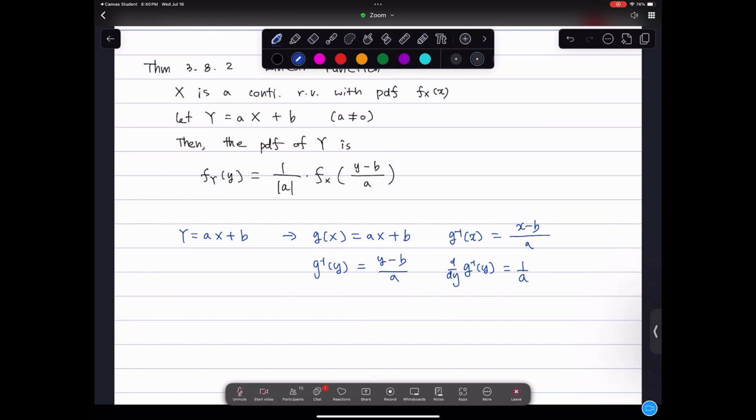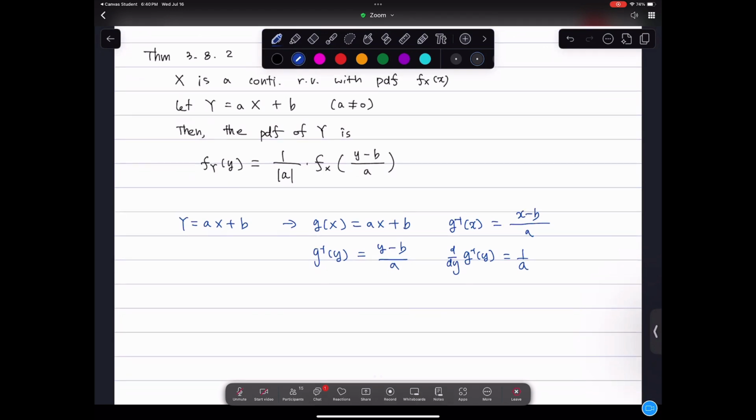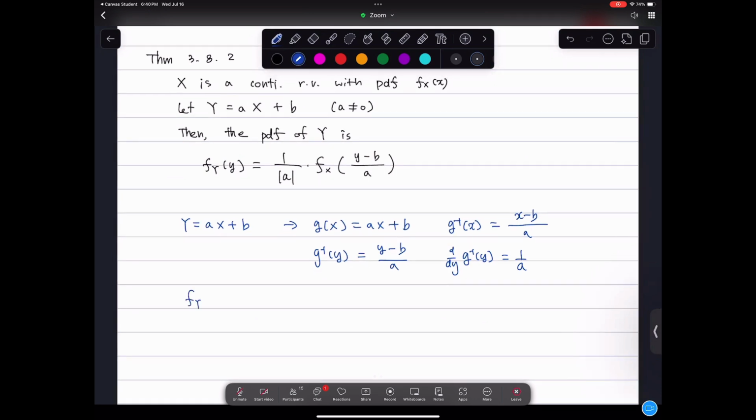So using that whole theorem, I can get my f of y equals f of x at that g inverse, (y minus b) over a, times the derivative with absolute value. a can be positive, it can be negative, so let's take the absolute value of that. So that's basically it. You can do an example on your own and think about this, but I don't want to do another example. So I think this is the end of 3.8.